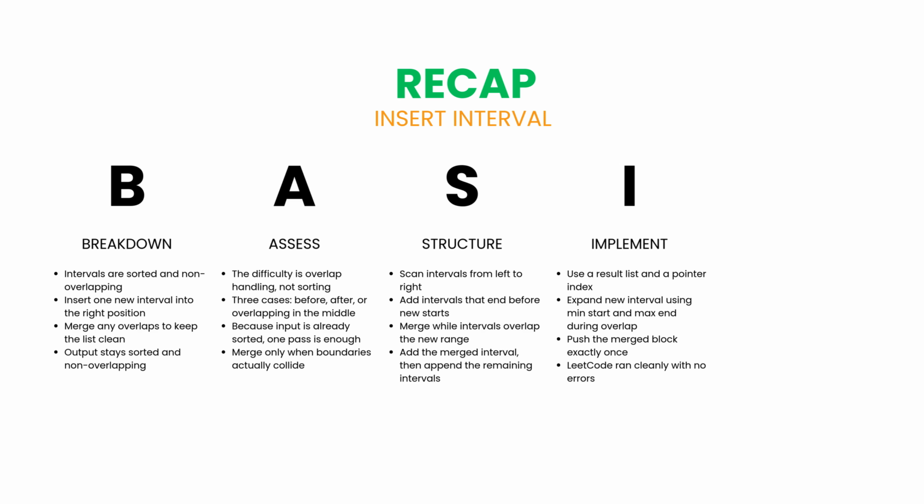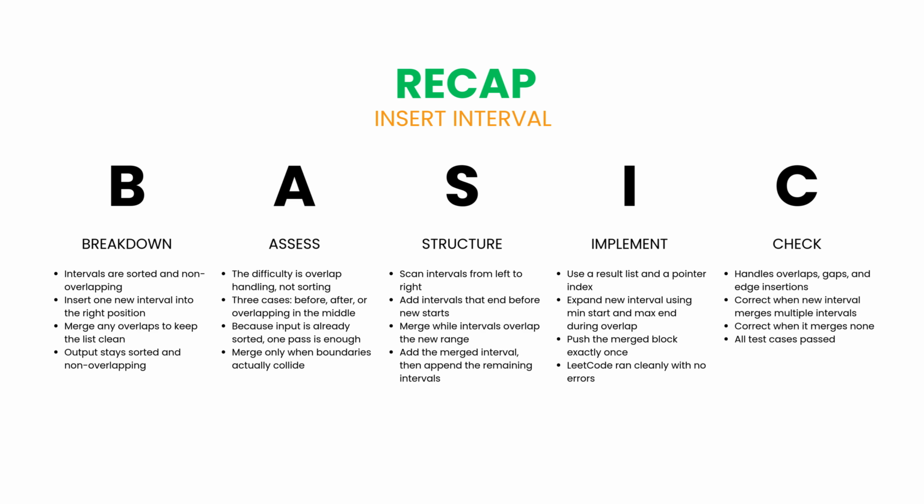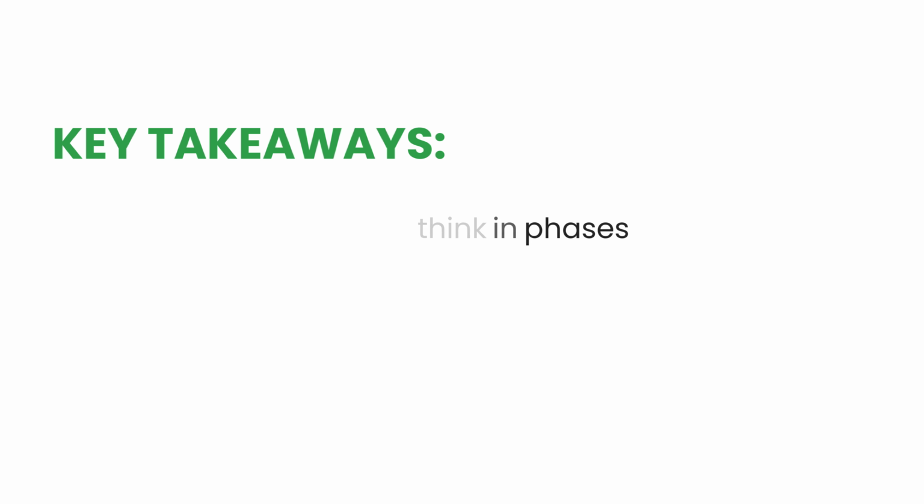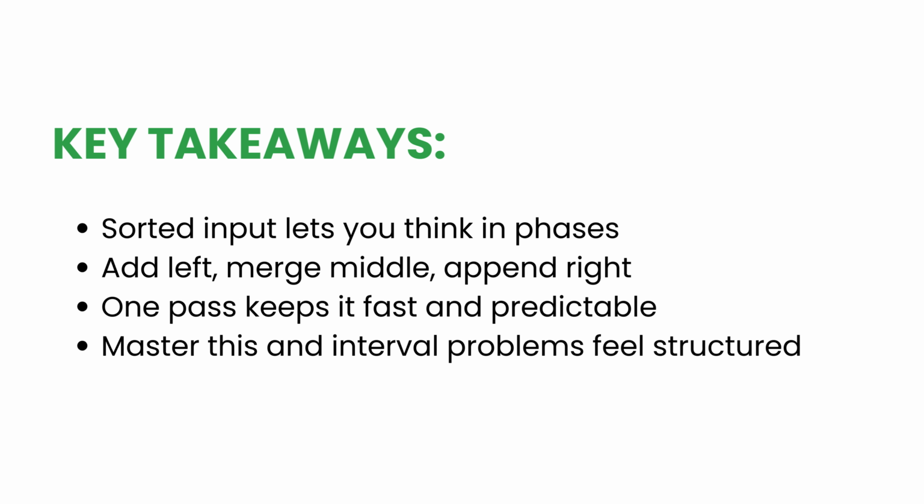The solution ran cleanly on LeetCode with no errors. We confirmed it handles overlaps, gaps, and edge insertions correctly. It works when the new interval merges multiple intervals, and it also works when it merges none. And all test cases passed. The takeaway is that sorted input lets you think in clear phases: add left, merge middle, append right. That structure makes the solution fast, predictable, and easy to reason about, and once you master it, interval problems start feeling much more organized.